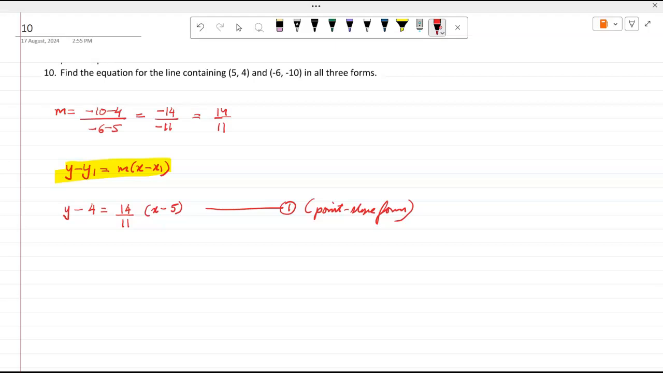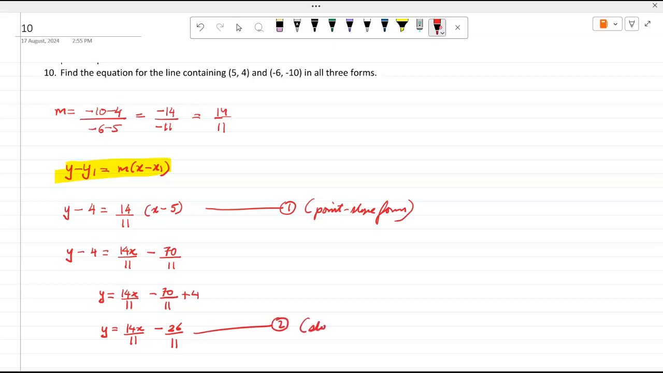You can multiply, open the brackets. So y minus 4 is equal to 14x over 11 minus 70 over 11, since 14 into 5 is 70. So y is equal to 14x over 11 minus 70 over 11 plus 4. So y is equal to 14x upon 11 minus 70 minus 44, which is 26. So that's your slope intercept form.